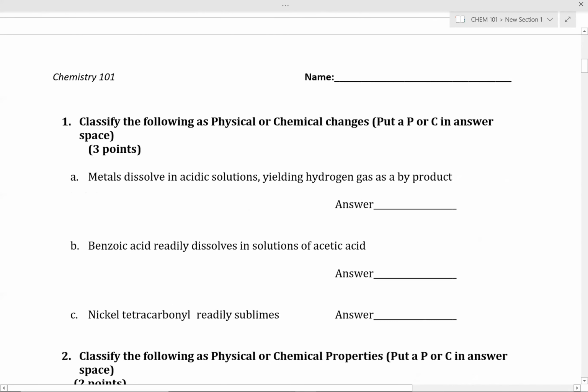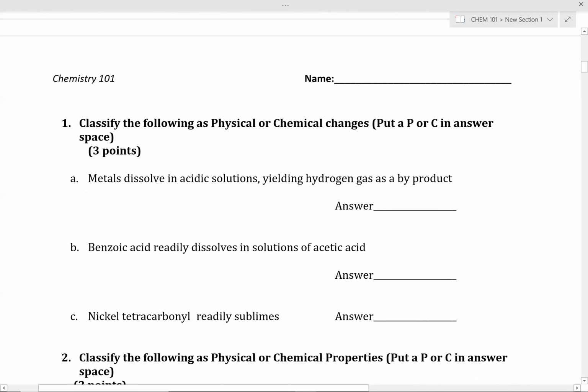So this is very similar to note set 1. We're asked to classify the following as physical or chemical changes. Let's read through each of these statements and assess that. Metals dissolve in acidic solution, yielding hydrogen gas as a byproduct. We see the words product and yielding. What does that suggest? Chemical. Yep, this suggests a chemical reaction taking place.